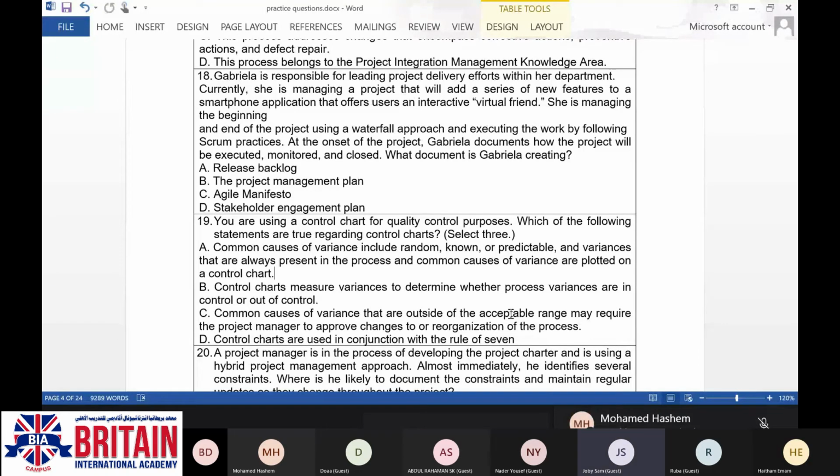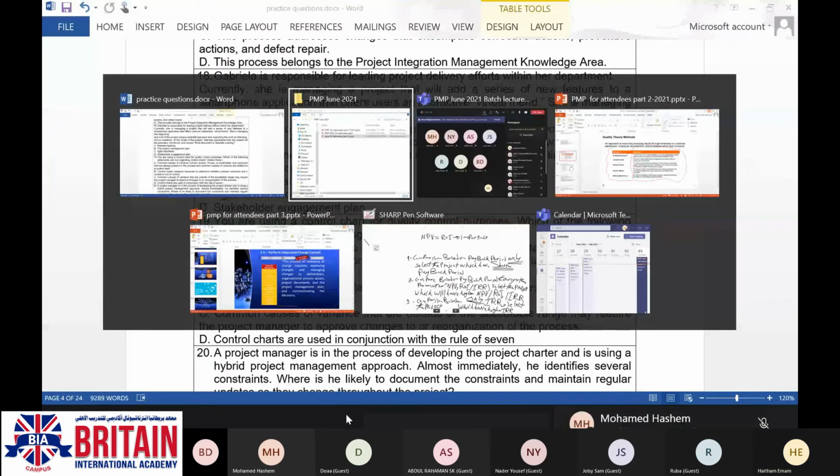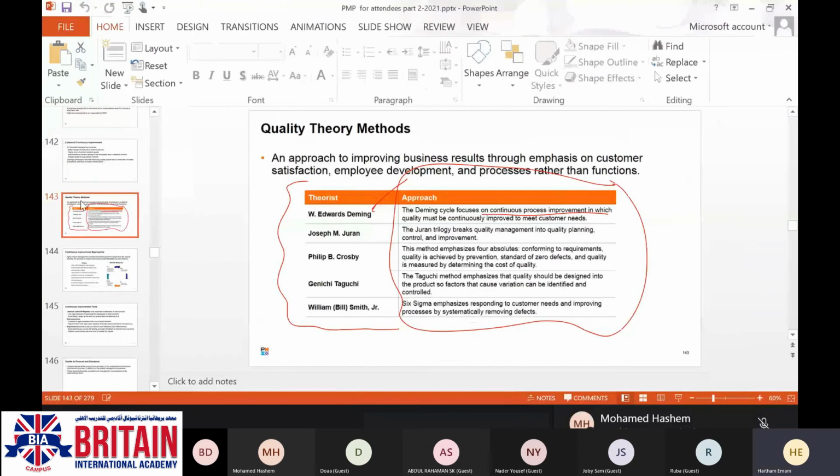I'm not clear on this, but I'm choosing A, B, and C. I'm not sure of the answer. A, B, and C. Are you familiar with the control chart? I can't recollect. Okay, let me.